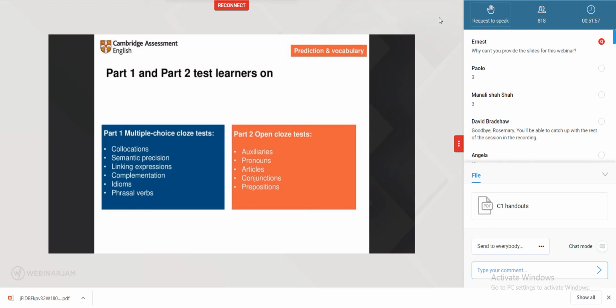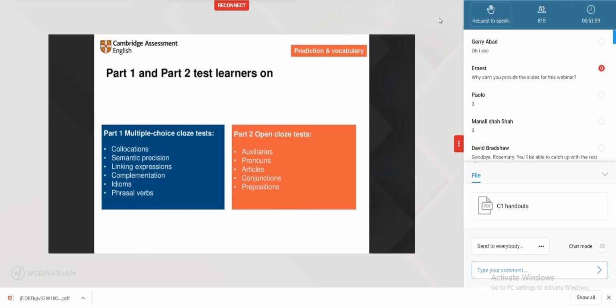Open cloze, as you all know, they're quite difficult to write, to be honest, because there can only be one answer, but it's focusing much more on the grammatical. So auxiliaries, pronouns, articles, conjunctions, and prepositions.